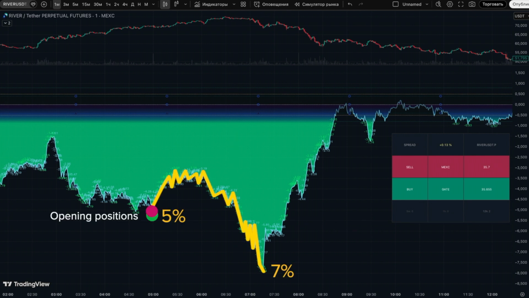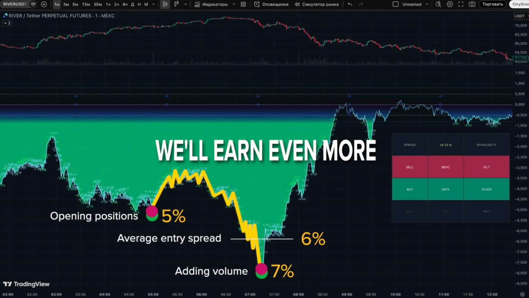If the price spread has increased, say by 2%, after opening the trades, we can average both positions, that is, add volume to both the long and the short positions. This way, we improve our average entry points, and it will feel as if we entered the arbitrage not at a 5% spread, but at, for example, 6%. As a result, when the spread converges, we will capture an even larger movement and earn more, including thanks to the increased volume.